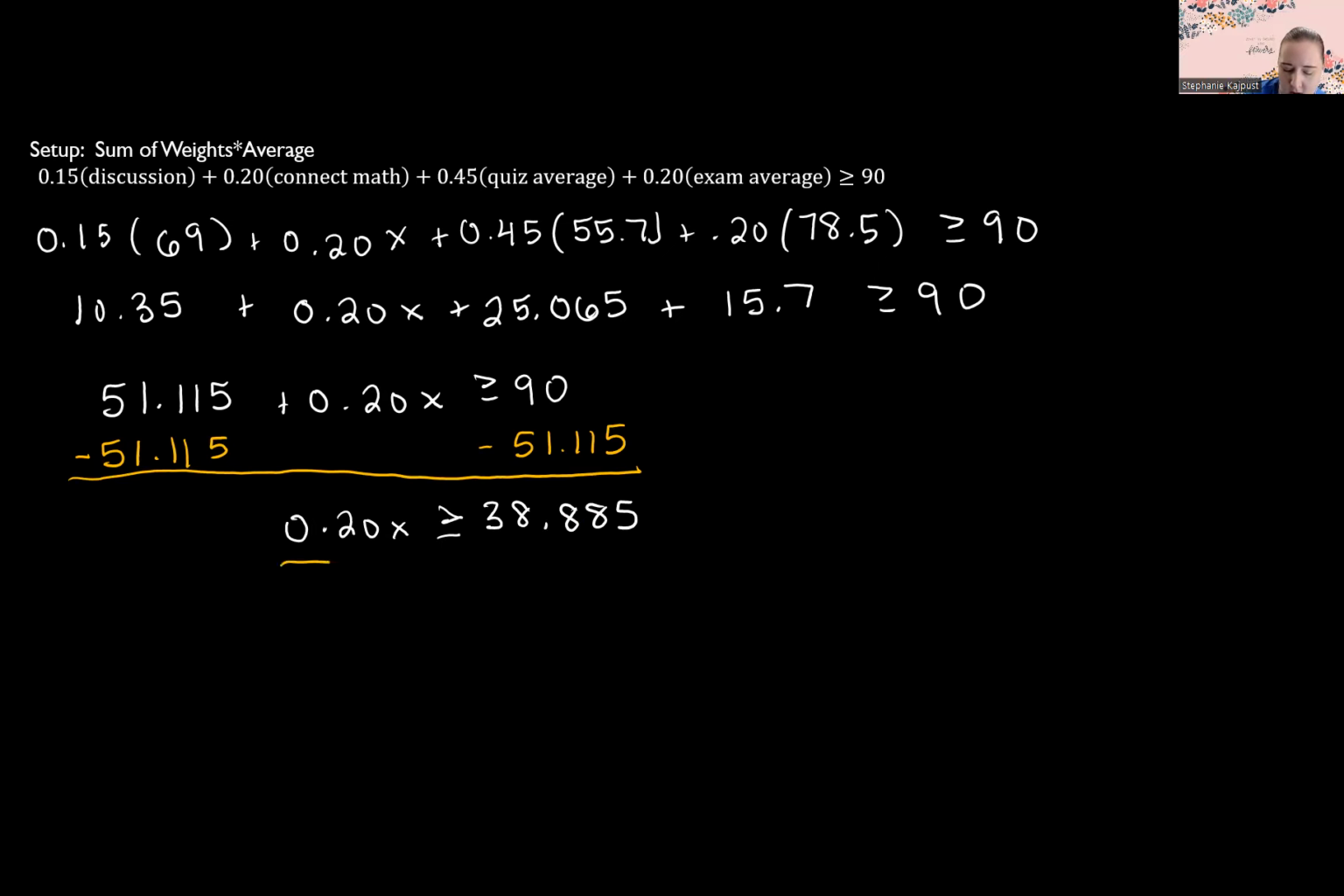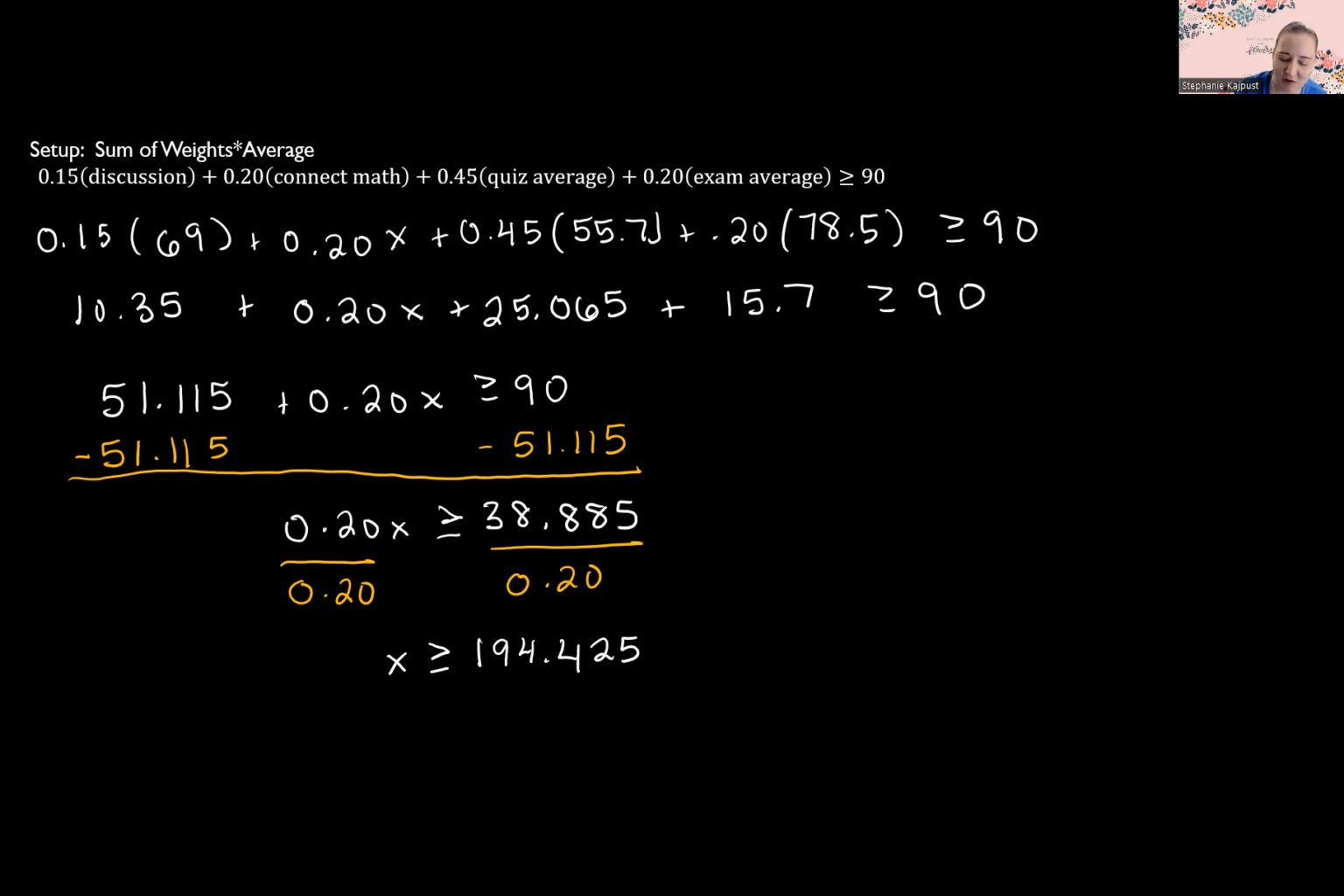And if I'm dividing by a positive number, I do not have to flip any inequalities here. So I just need to do my division. x is greater than or equal to 38.885 divided by 0.20, which is 194.425. So these are percentages. This is saying that I would need 194% on the Connect Math in order to get an A. Well, that is not possible. You can't have more than 100%.